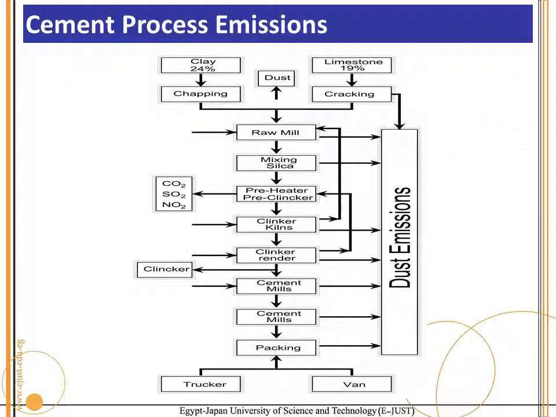This is the process of the gross emission and the emission from each stage, which is shown in the previous figure about the process of cement manufacturing. Each stage has dust emission. All stages have dust emissions, and CO2 emission, SOx and NOx from some stages in the cement manufacturing.